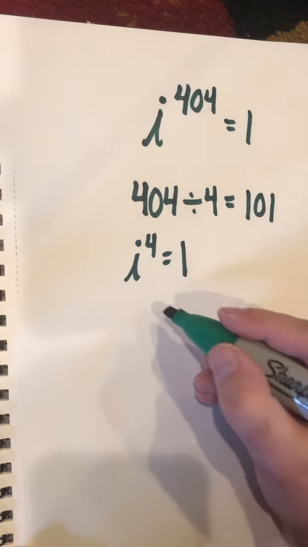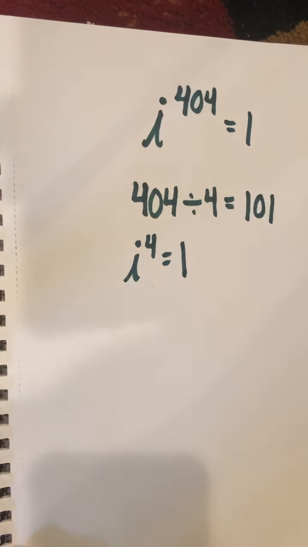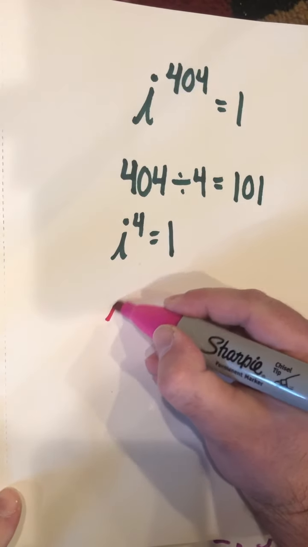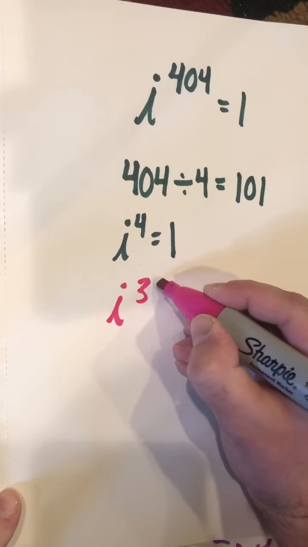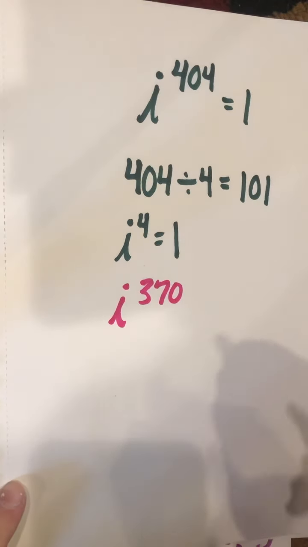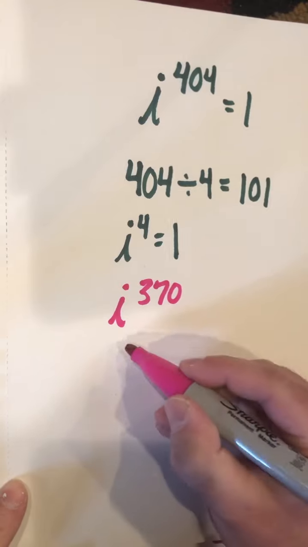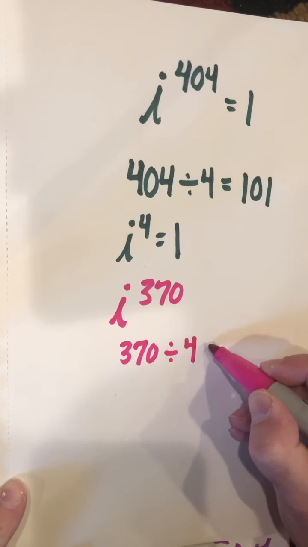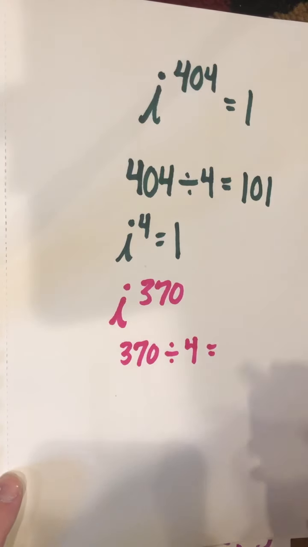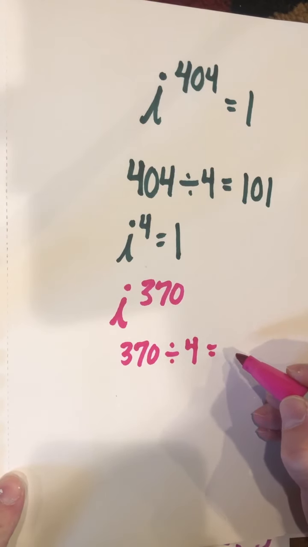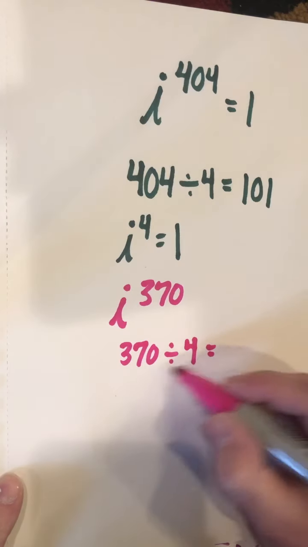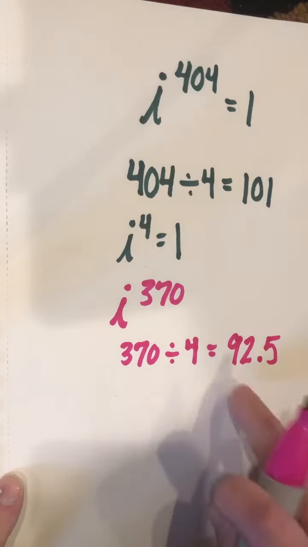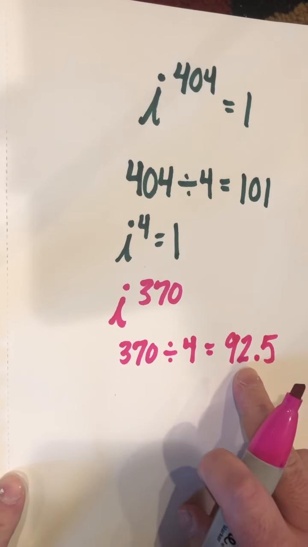Now, let's do a beastly one where there is a remainder. Okay, so let's walk this one through step by step. So I'm going to do i to the 370th. Now, my first step on the calculator, I'm going to do 370 divided by 4. Now, when you do this on a calculator, it's probably not going to give you any kind of remainder. It's going to give you a decimal format. So I am going to get, when I do this, 92.5.